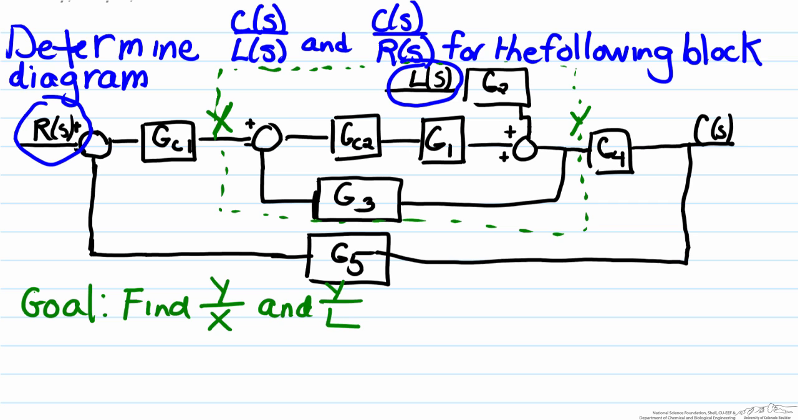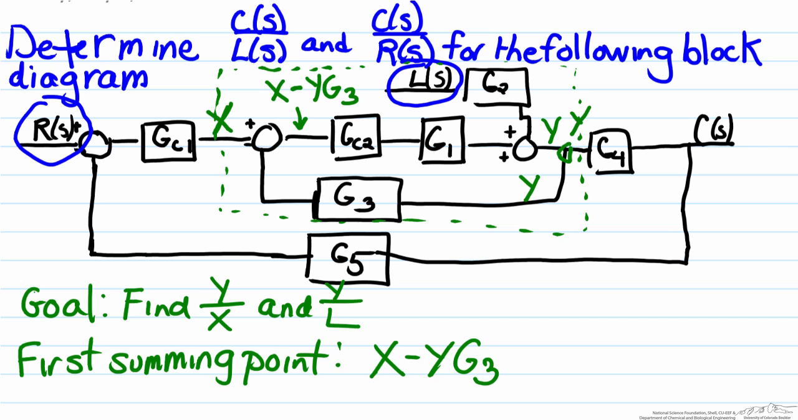To complete this, recognize the fact that at a branch point, which is what we see here, the variables are identical. So therefore, before the branch point, we have a y, and then at the end of the branch point, we have a y. If we move from left to right and we start at our summing point, which is right here, what will come out of that summing point is the sum of x with a positive sign minus y multiplied by G3.